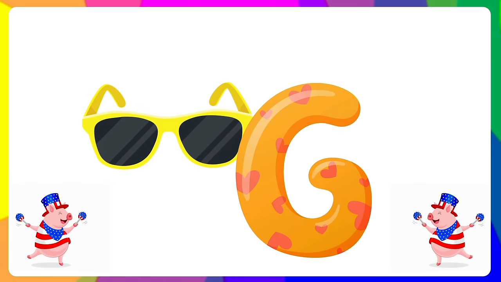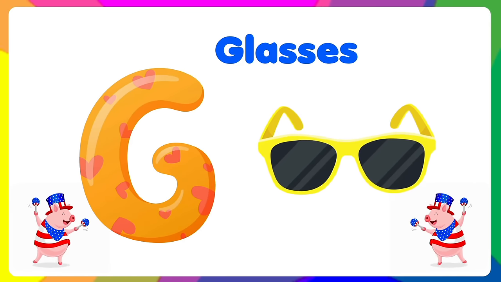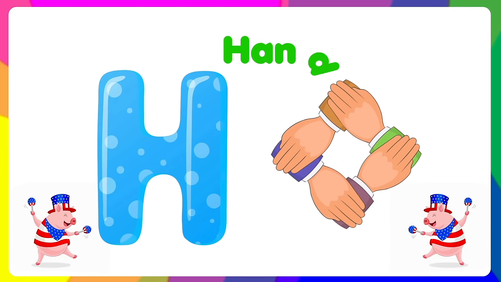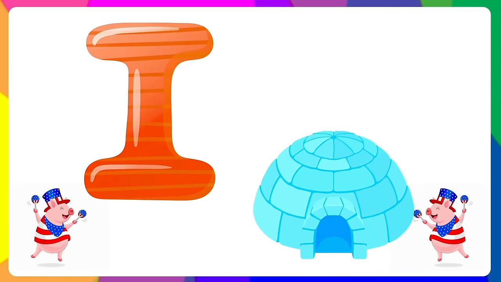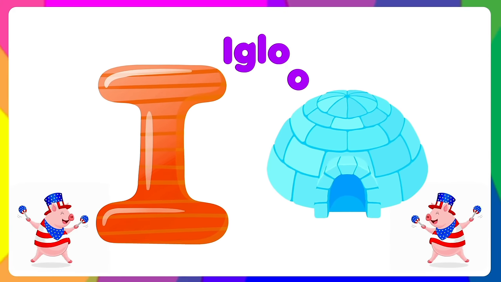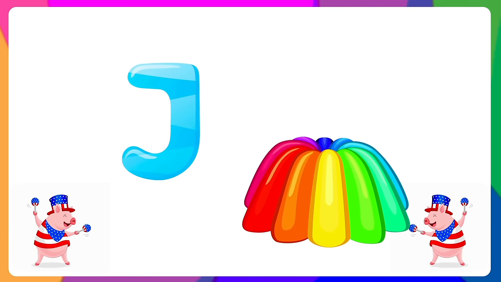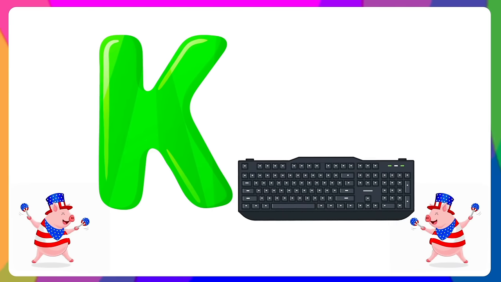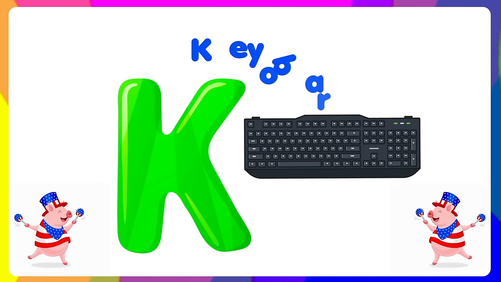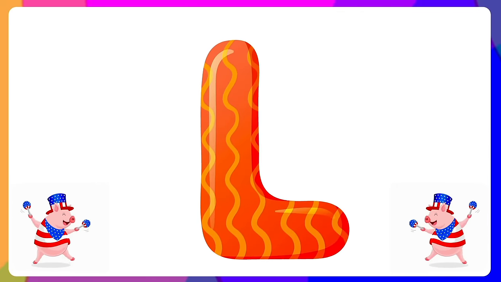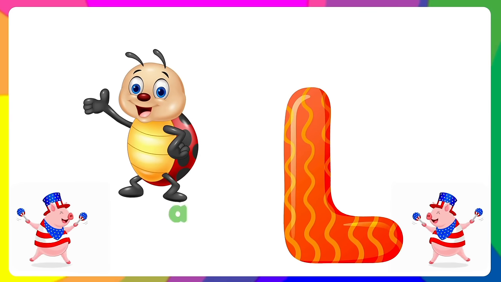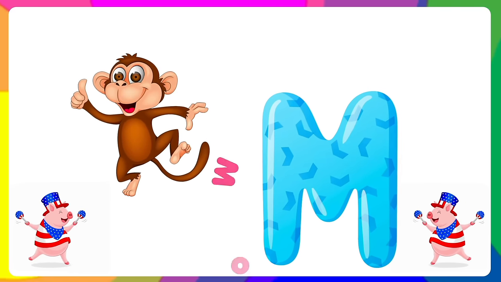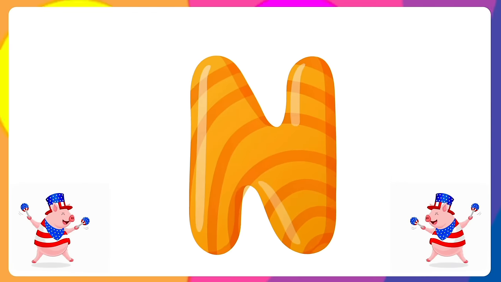G is for glasses. Glasses. G, glasses. H is for hand. Hand. H, hand. I is for igloo. Igloo. I, igloo. J is for jelly. Jelly. J, jelly. K is for keyboard. Keyboard. K, keyboard. L is for ladybug. Ladybug. L, ladybug. M is for monkey. Monkey. M, monkey. N is for needle.